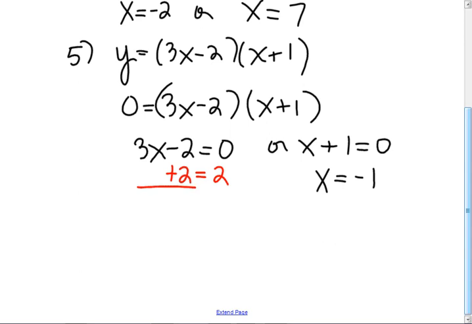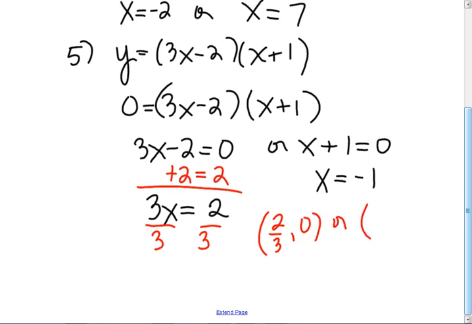You are solving, and you guys all got 75% or better on that equation unit, so you should know how to do this. So 3x equals what? Nick? Peter? 3x equals 2. Then what do we do? Divide by what? 3. So x equals 2/3, 0, or -1, 0.